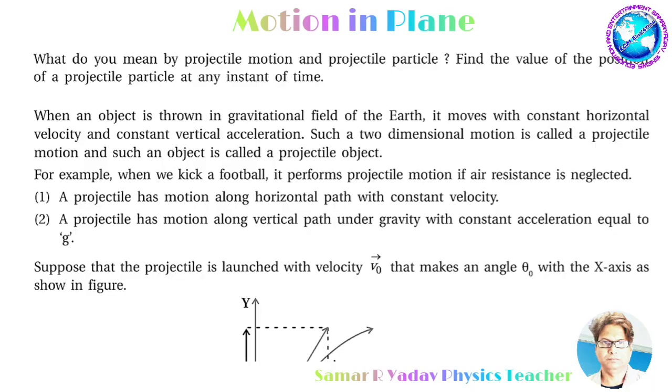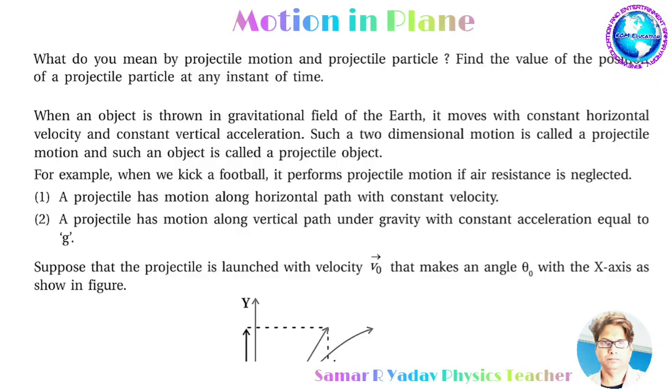What do you mean by projectile motion and projectile particle? Find the position of the projectile particle at any instant of time. When an object is thrown in the gravitational field of the earth, it moves with constant horizontal velocity and constant vertical acceleration. Such a two-dimensional motion is called projectile motion, and such an object is called a projectile. For example, when we kick a football, it performs projectile motion.